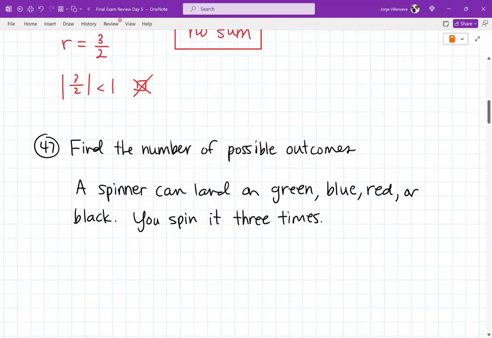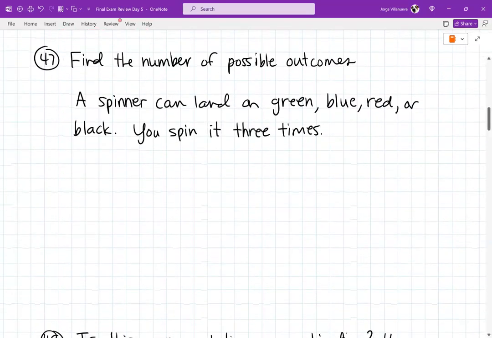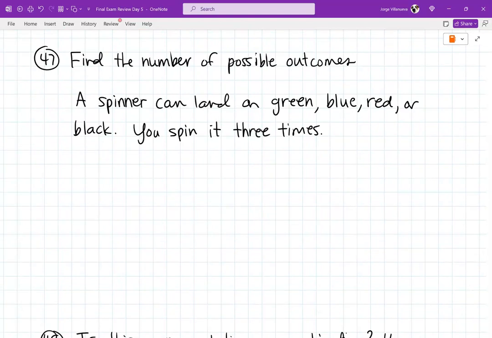All right. So 47. Find the number of possible outcomes. It says a spinner can land on green, blue, red, or black. You spin it 3 times. So that means that there are 3 events: the first spin, the second spin, and the third spin.